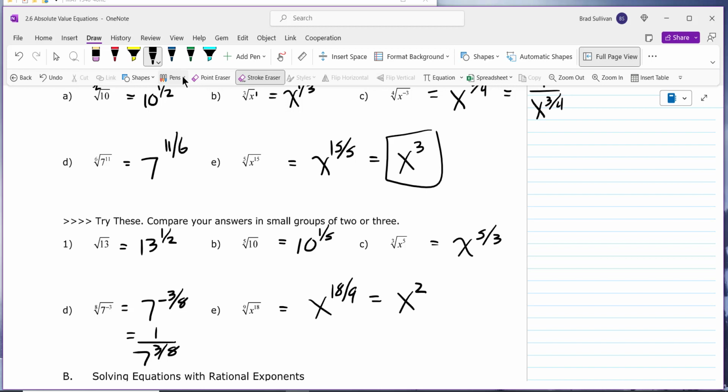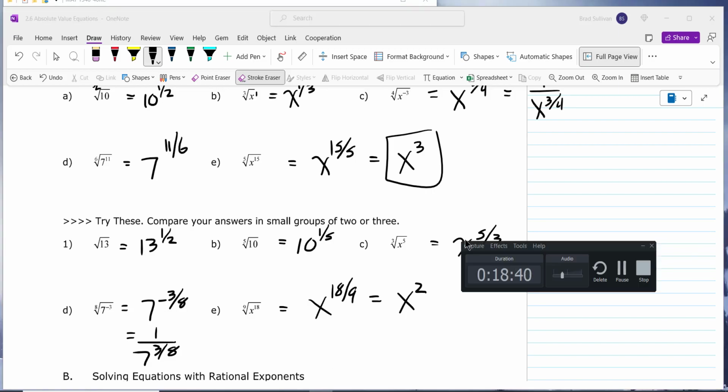All right. So the reason we're learning that is because of a different type of equation that we'll do next Monday.